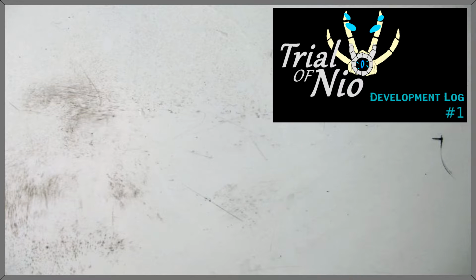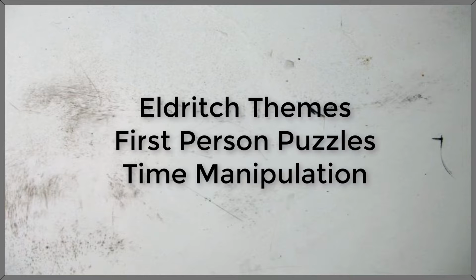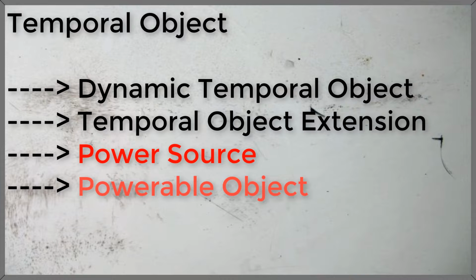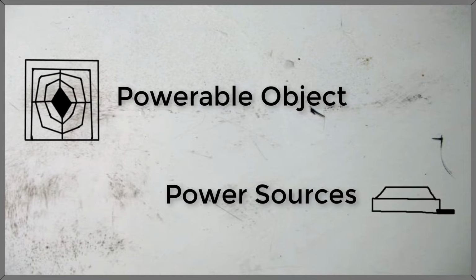So, in the previous development log for Trial of Nio, link in the card above if you have not seen that video yet, I talked a bit about some things I wanted to add to this project and the core mechanics of localized temporal offsets. During that video, I quickly skimmed over that it was the parent class to some other object types like dynamic temporal objects. This log will mainly be focused on some of those other child objects and some uses I have for them. Powerable objects and power sources.